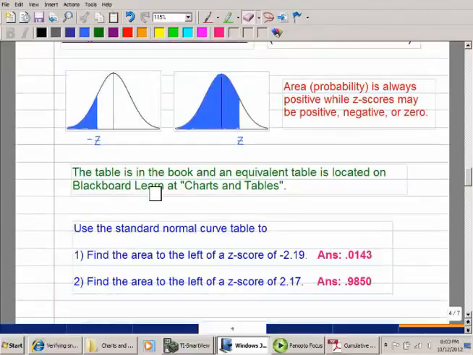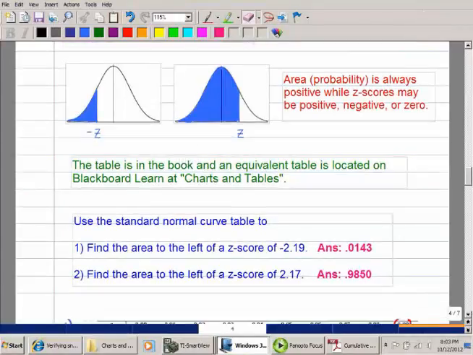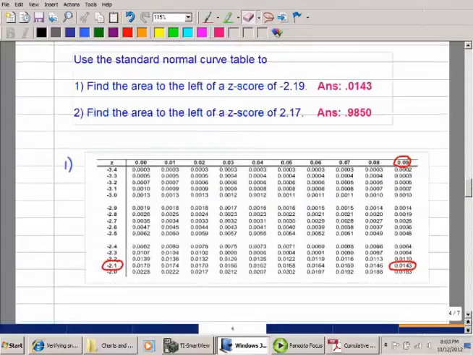I have it where it's located in your book on charts and tables. Probably a good idea to print one out when you're practicing problems, or you can just look at it online. You will be provided with a new one to use for the exam. You don't have to bring that with you. Now let's look at this table, and I'll come back to these questions. I'll bring up the whole table here.